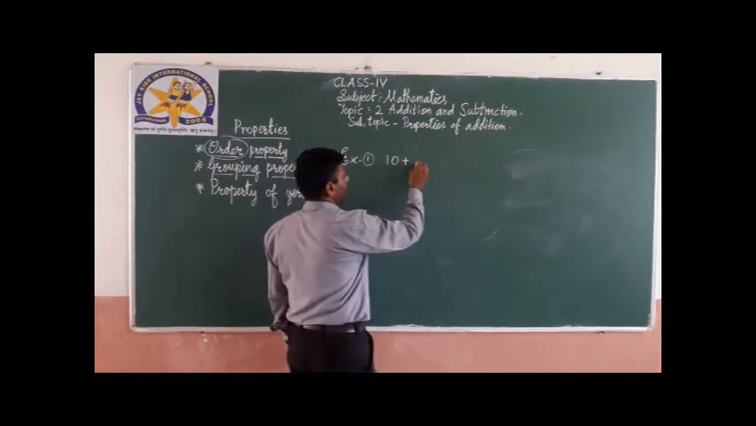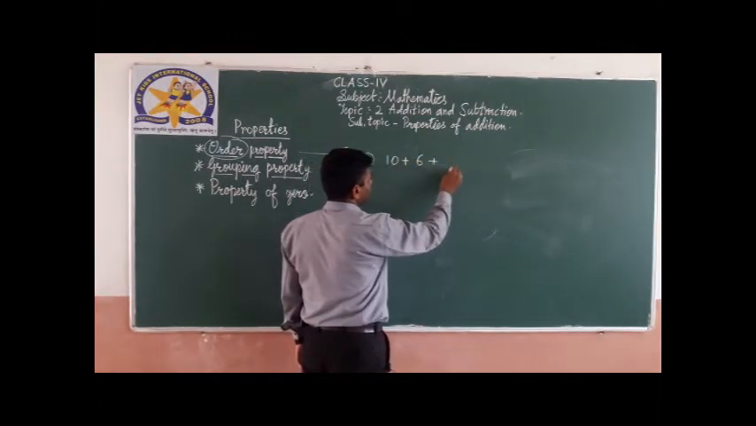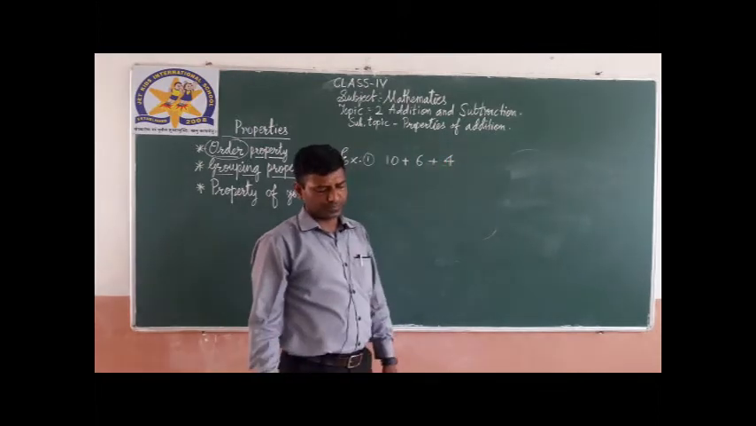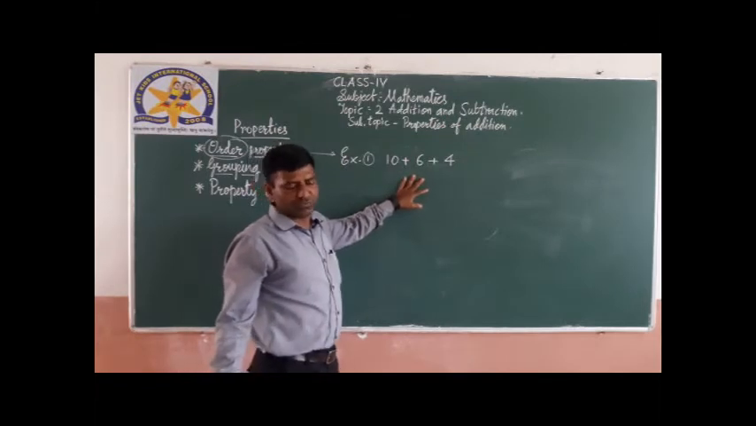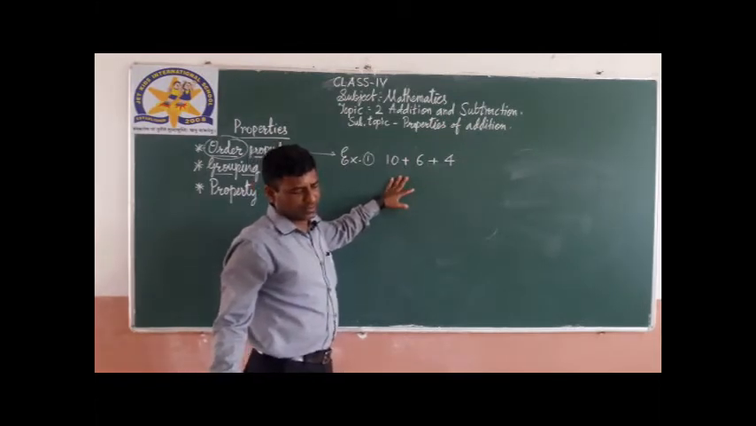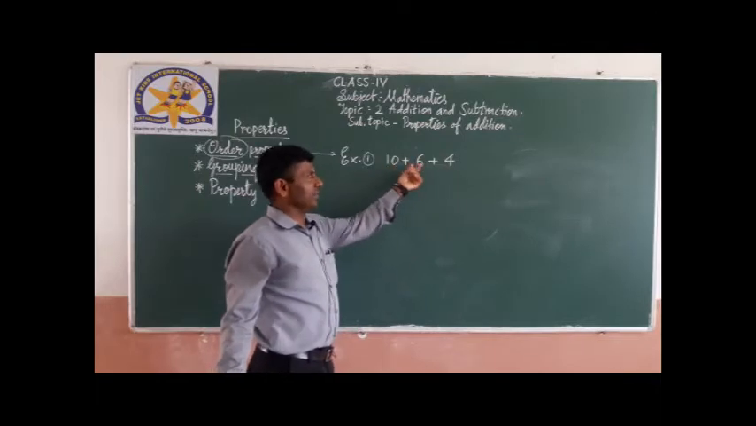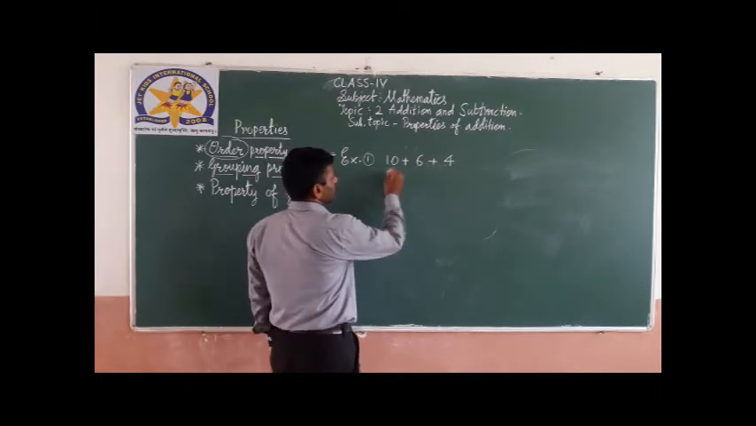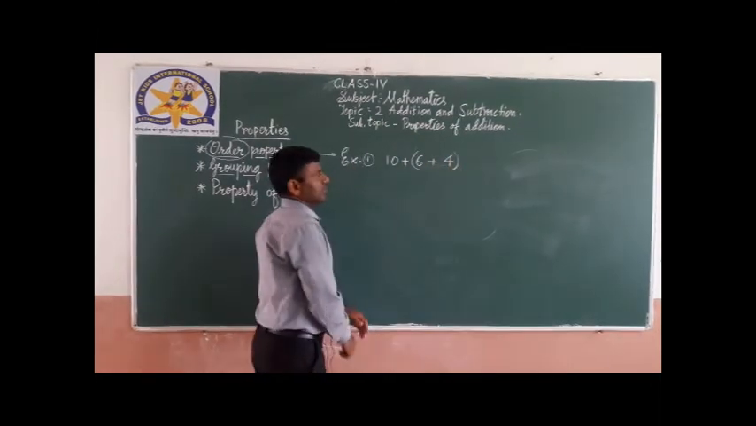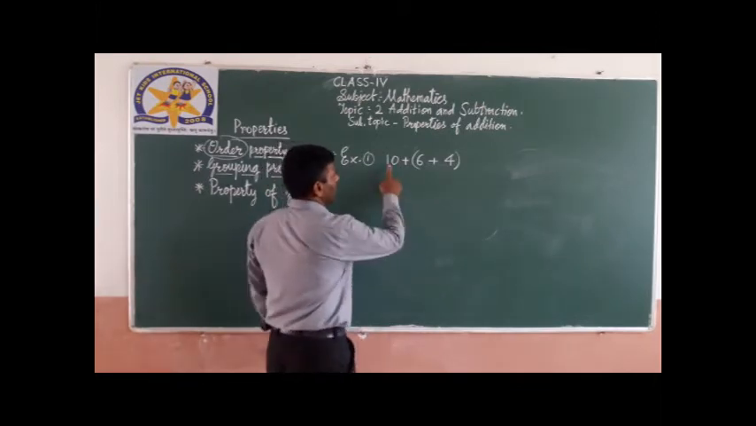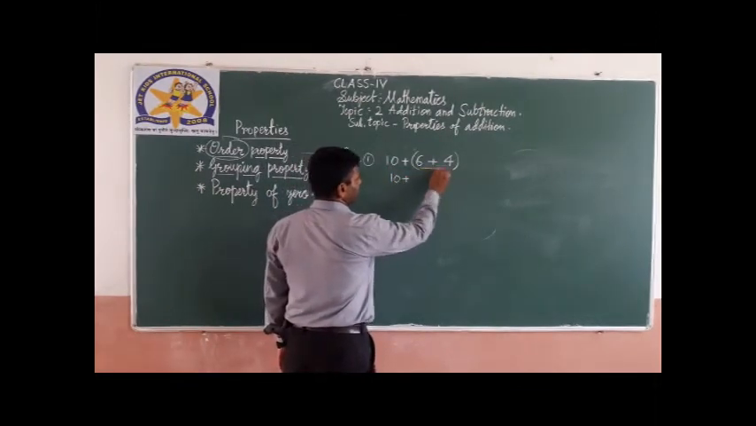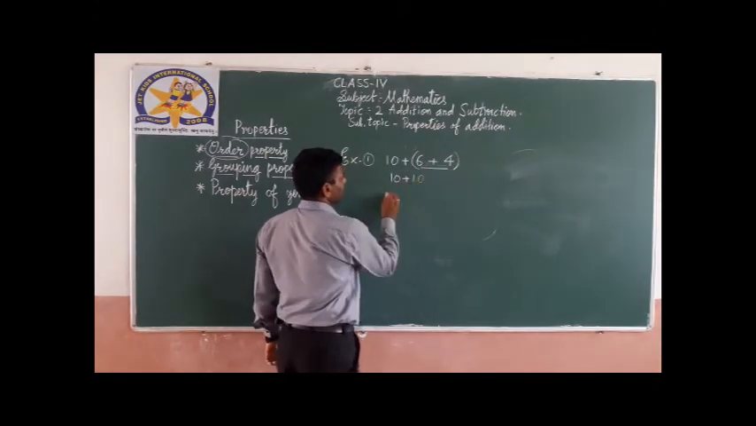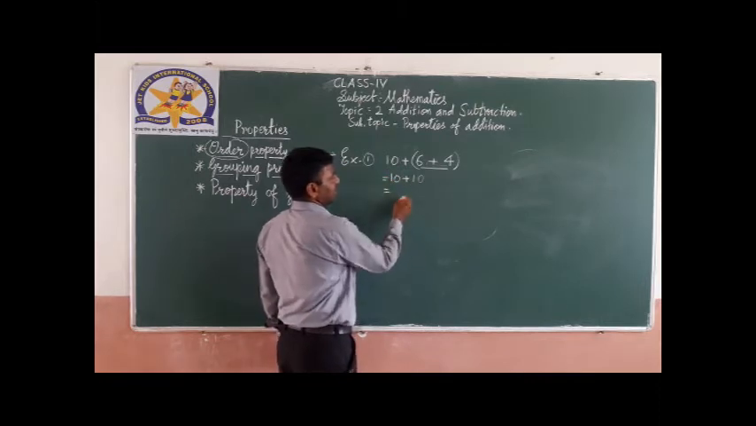10 plus 6 plus 4. These are 3 numbers, 3 terms. Understand? 10 is number 1, 6 is number 2, 4 is number 3. Suppose I group like this first and solve. How are we solving? First the bracket, 6 plus 4 is 10. Now solve, 10 plus 10 is 20.